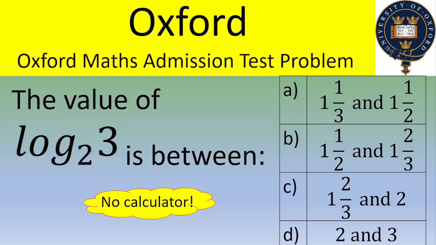Hello and welcome in this video for this exercise given during the Oxford Math admission. And this is a no calculator question. So the value of log of 3 to the base of 2 is between, and you've got 4 proposals. So if you want to give a try, please pause the video. Otherwise, let's see the solution.